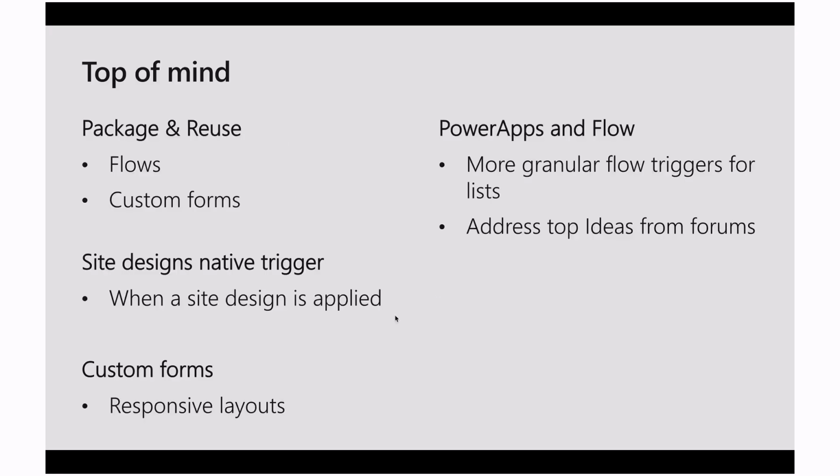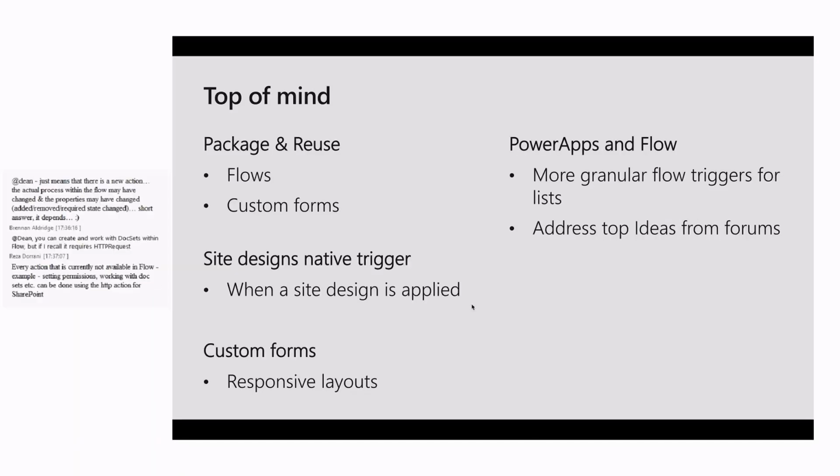The key pieces, the challenging pieces here is to ensure how we track the identity and how we use that identity across flows and custom forms. More granular flow triggers for lists. We hear that a lot more now, and it's one of the top requested items in the Flow Ideas Forum. So we are working with the platform team.